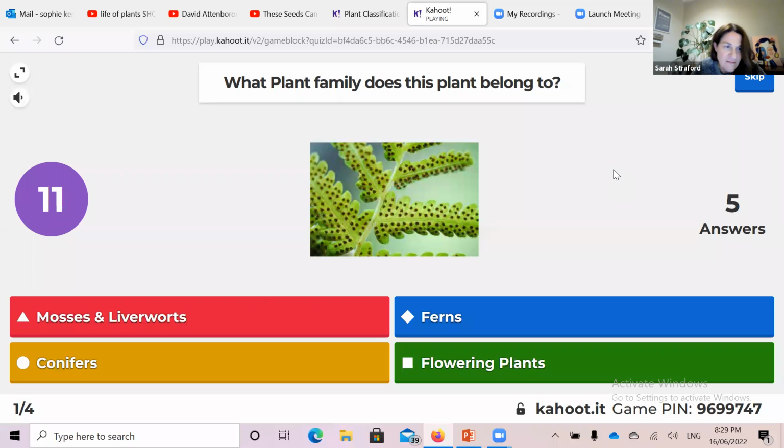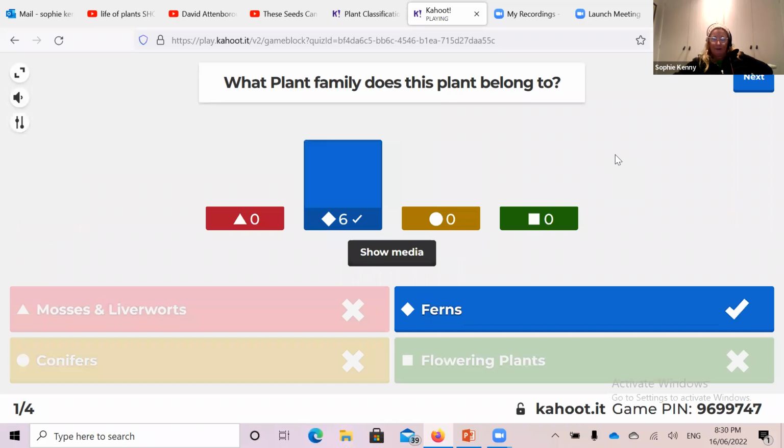Do we just touch it on our phone? That's it, isn't it? So the one that you think it is, you just touch that colour on your phone. Oh, well done. Fantastic. Oh, you're a good teacher, Soph.